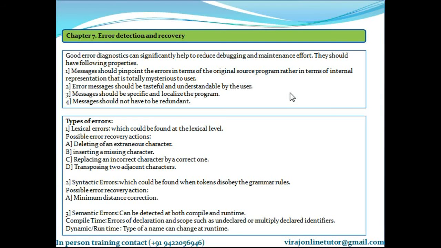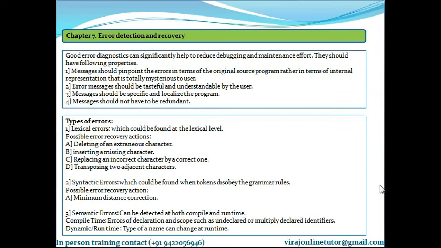They should have the following properties. First, the messages should pinpoint the errors in terms of the original source program rather than in terms of an internal representation that is totally mysterious to the user, right? Error messages should be tasteful and understandable by the user.